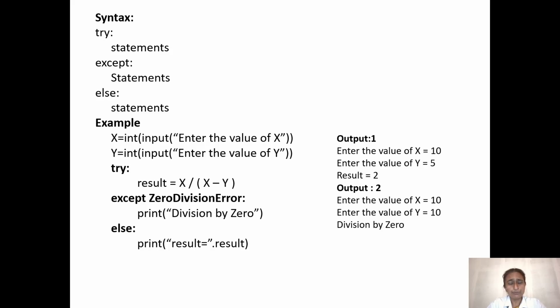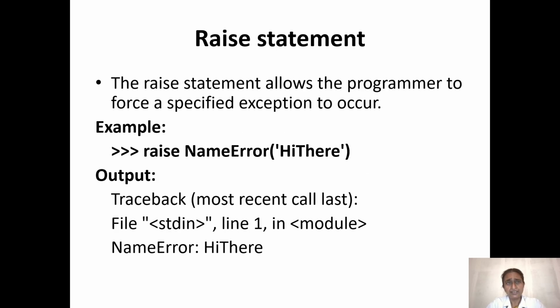Example: first you input the values x and y, and try, except zero, and else. Next, the raise statement. The raise statement allows the programmer to force the specified exception to occur. Example: raise NameError, and the quotes say hi here. Next the output is NameError, hi here.